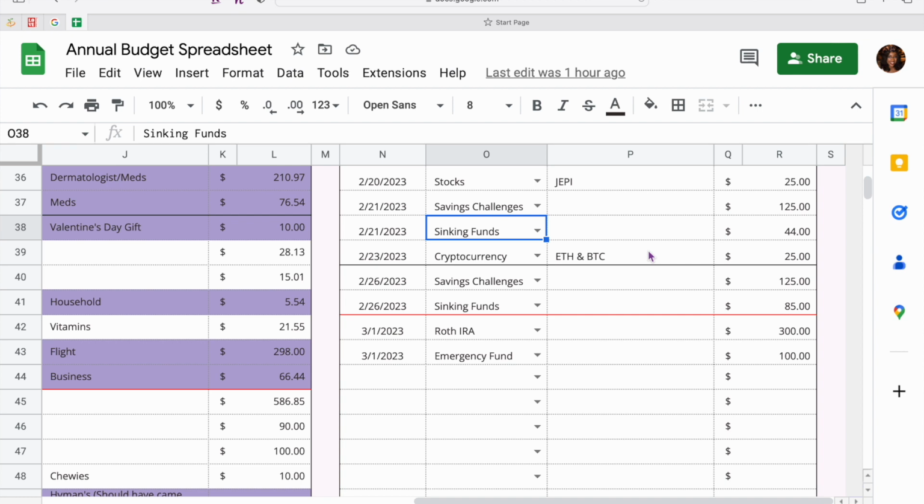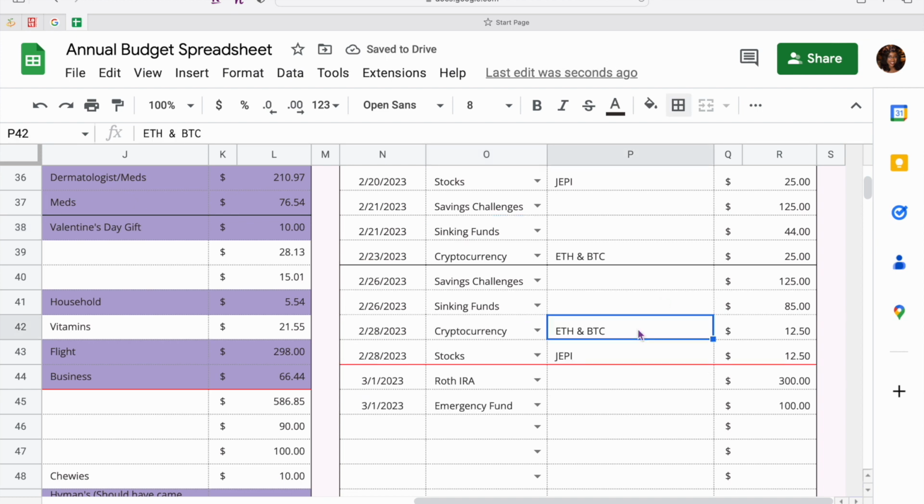The 22nd was a no spend day in terms of savings and investments, but on the 23rd, I did buy $25 worth of Ethereum and Bitcoin, and that's cryptocurrency for those of you who are unfamiliar with that. On the 26th, I stuffed my savings challenges again for $125, and then $85 for my sinking funds this time. And that was it for the rest of the month.